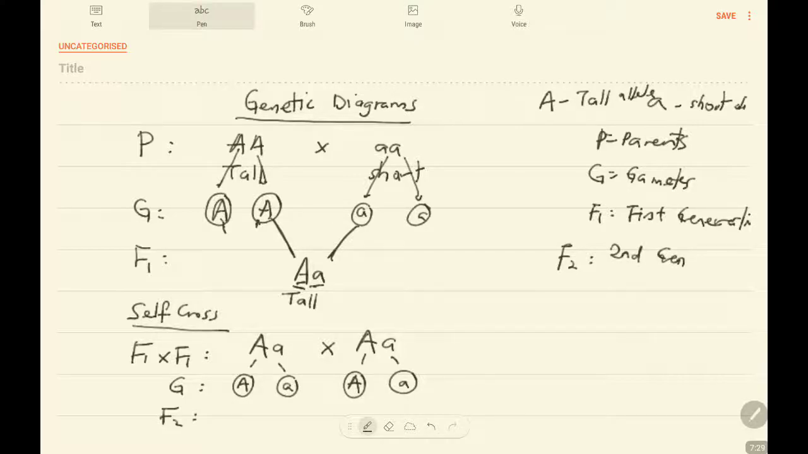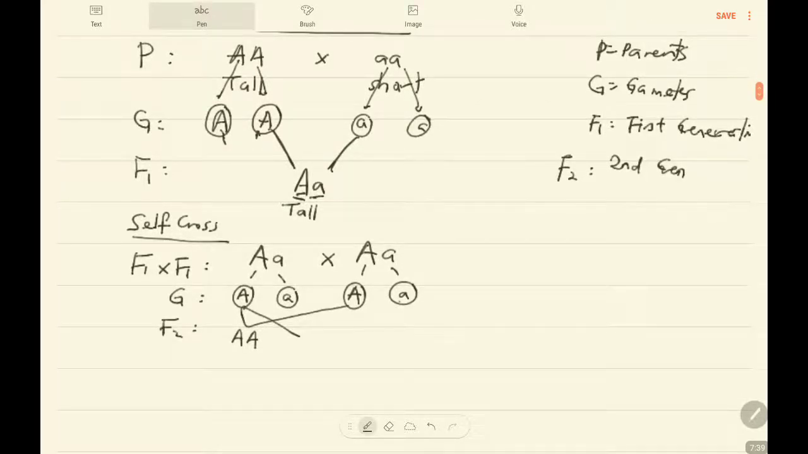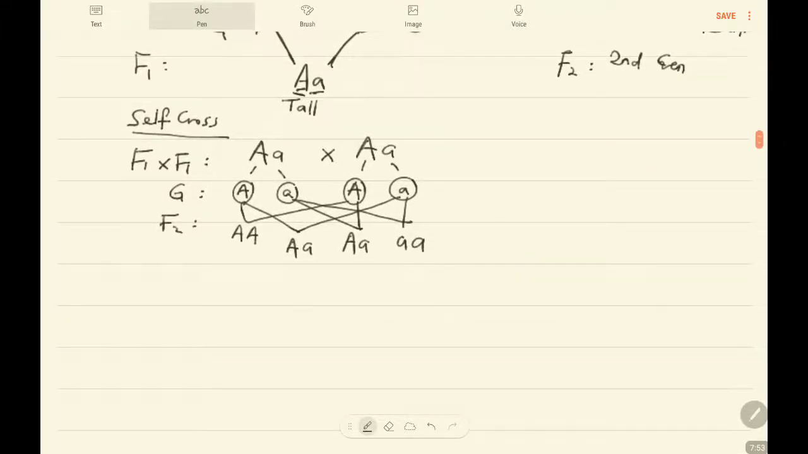Okay, so now big A cross with big A to form big A, big A. Next one, big A cross with small a become big A, small a. This one, big A cross with small a, and the last one, small a cross with small a. So let's see what is the phenotype. Okay, what you wrote here, big A, small a, that is the genotype. So what is the phenotype of this generation?